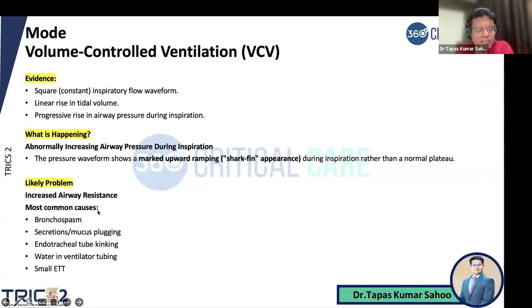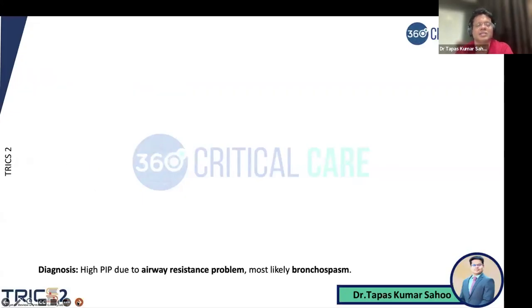The most common causes are bronchospasm, secretions, mucus plugging, endotracheal tube kinking, water in ventilator tubing, and, most important at times, a small endotracheal tube. The patient, maybe an adult male, has been put on a 6.5, 7 or 7.5 number tube. That could be the prominent cause of increased airway resistance.